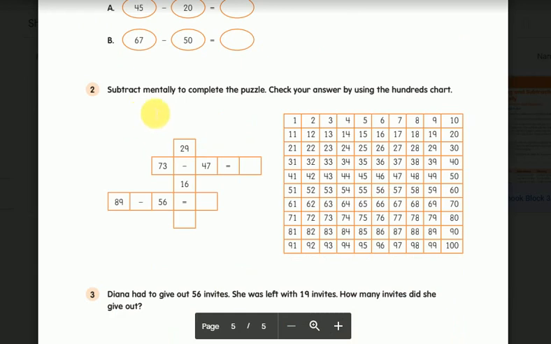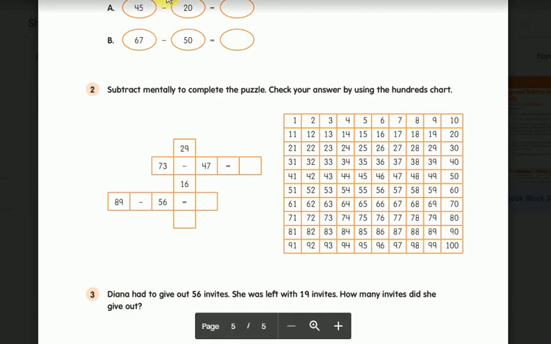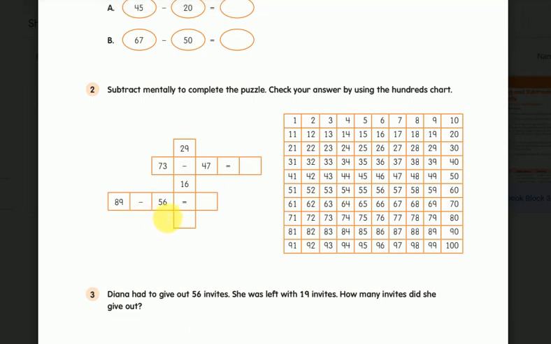Question number 2, subtract mentally to complete the puzzle. There is one puzzle given here, you have to subtract mentally, or you can check the answer by using the hundreds chart. 100 chart is given here, you can use this chart also. So first 73 minus 47. 73 is the bigger number, keep in your mind and do subtraction by counting backwards mentally. So the answer you get is 26.